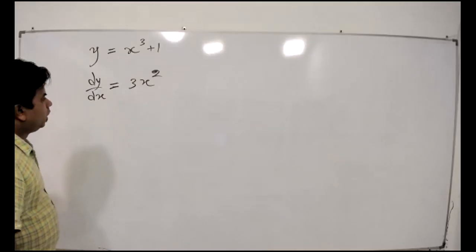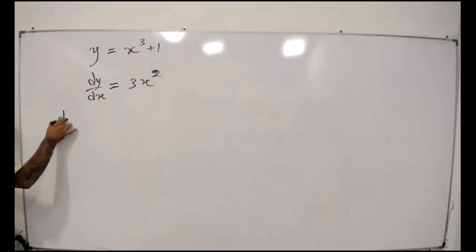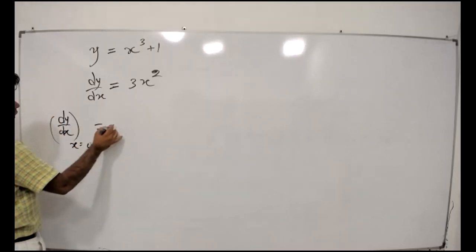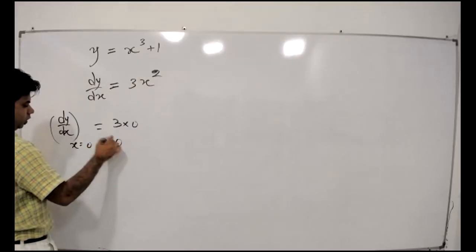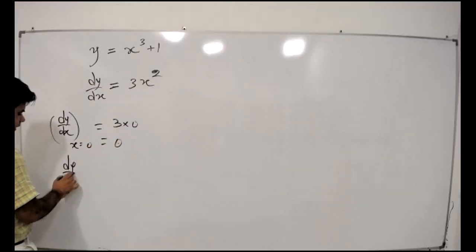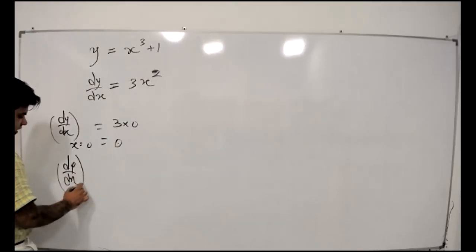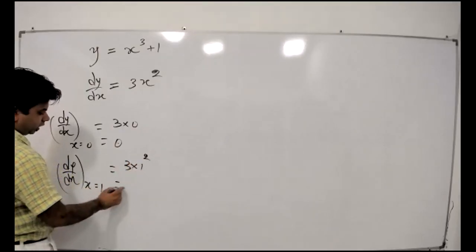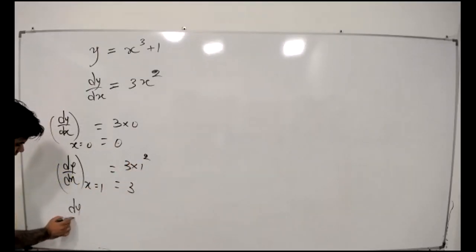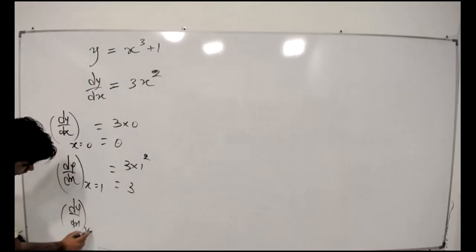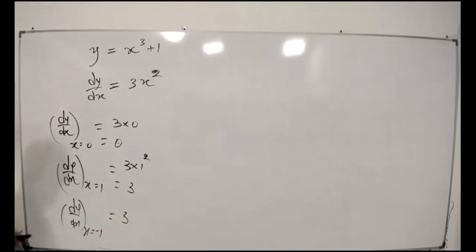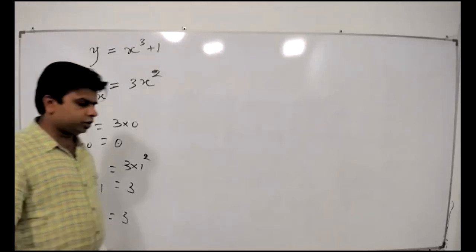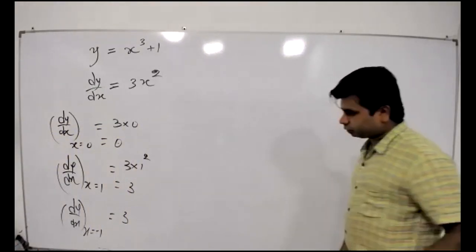Now if I ask dy by dx at x equals 0, what do we do? 3 into 0 squared, anyway 0. Then dy by dx at x equals 1: 3 into 1 squared, anyway 3. And dy by dx at x equals minus 1, again 3, because minus 1 squared is plus 1, into 3, 3. Clear? So this is how we can take the gradient.